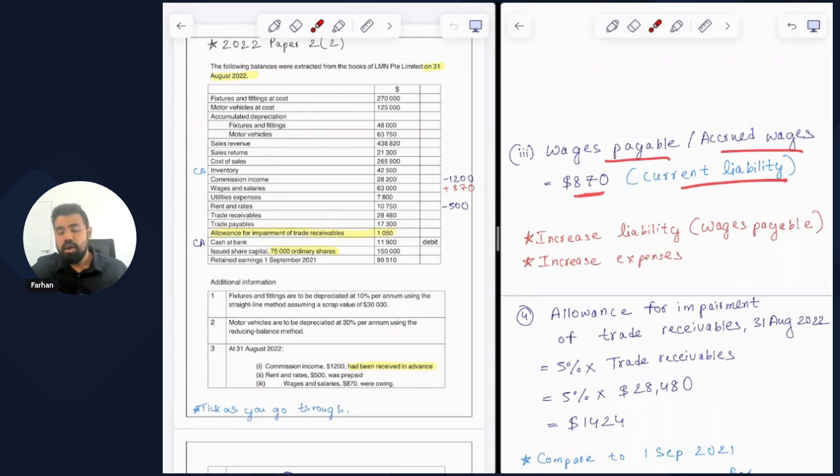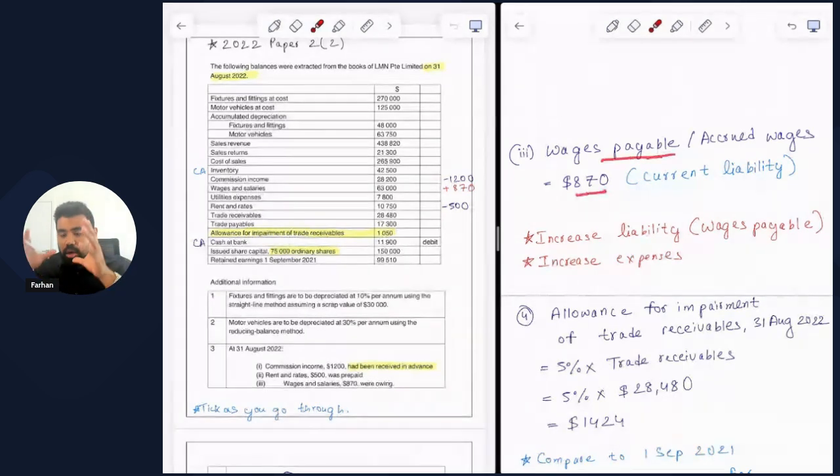This is because we have utilized the energy, the effort, and the time that our staff or our employees have put into our business. But we are yet to pay them using cash, which means this is wages that is payable. So this is referring to a current liability. So when you prepare the balance sheet within the current liability section, you need to show wages payable of $870.